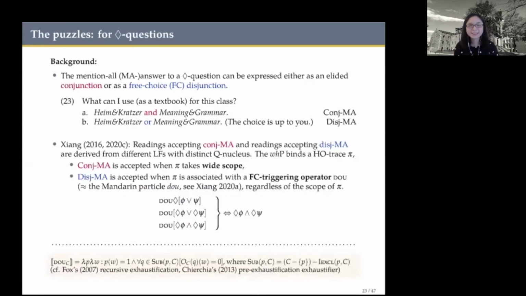For this audience, the semantics I'm giving here is very similar to Fox's recursive exhaustifier, except that it does not give rise to an exclusive inference. There are many interesting facts about it. What matters for now is that when it applies to a diamond disjunction, like possible phi or possible psi, it will convert this disjunction into a wide scope conjunction. So it gives rise to a universal free choice interpretation.